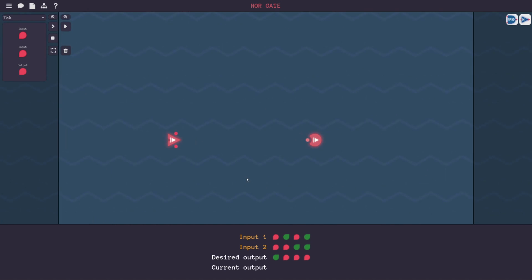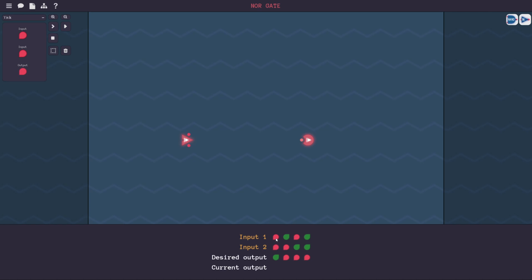Okay, so for this level, it wants me to get a high output when both inputs are low, but if any of the inputs are high, then we want the output to be low. Okay, so it looks like this level is wanting us to make a NOR gate.